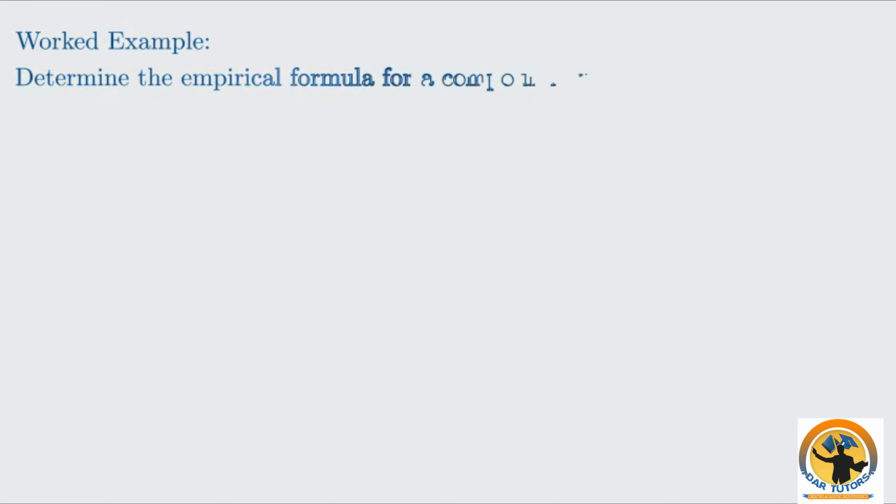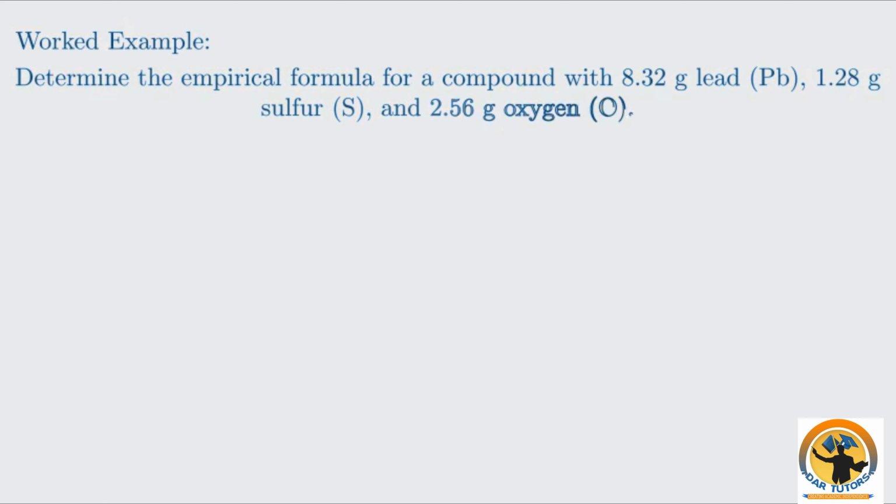Let's apply this to a sample of a lead-sulfur-oxygen compound. Determine the empirical formula for a compound with 8.32 g lead, Pb, 1.28 g sulfur, S, and 2.56 g oxygen, O. We are given the masses. Pb is 8.32 g, S is 1.28 g, and O is 2.56 g.